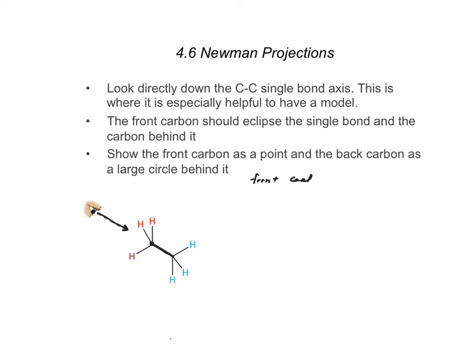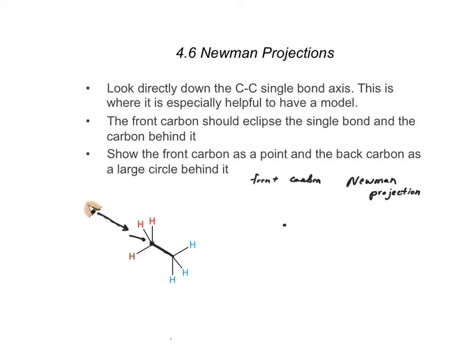And the way we represent our front carbon, the first carbon that we see as we're staring down this bond axis, is by this little dot right in the center. So the first step in drawing a Newman projection, which is what we're trying to do, from a wedge-dash or a sawhorse projection, is drawing that front carbon. We're just going to illustrate that via a nice little dot.